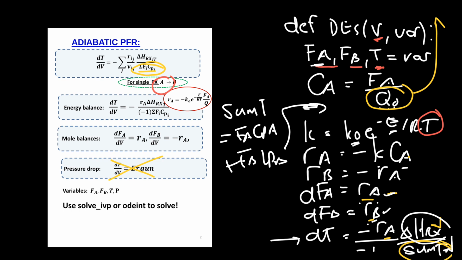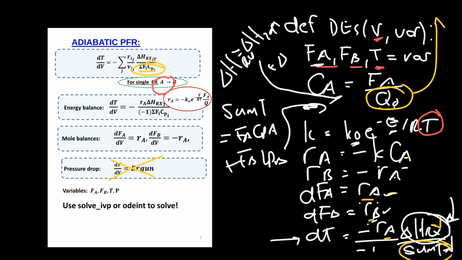And my del H reaction will either be a constant, that is at 298 Kelvin, or I will have to pop in just another equation there, nothing scary, that says this del H reaction is whatever it is at the reference temperature plus the del CP times T minus T ref. Running out of space, even on videos.